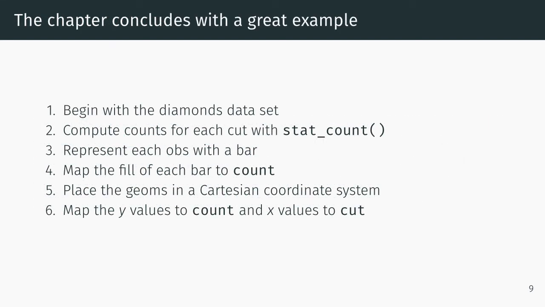And the chapter concludes with a great example. Begin with the diamonds data set, compute counts for each cut with the stat count, represent each observation with a bar, map the fill of each bar to count, place the geoms in a Cartesian coordinate system, and map the y values to count and the x values to cut. And that's it. That's all for Chapter 1.